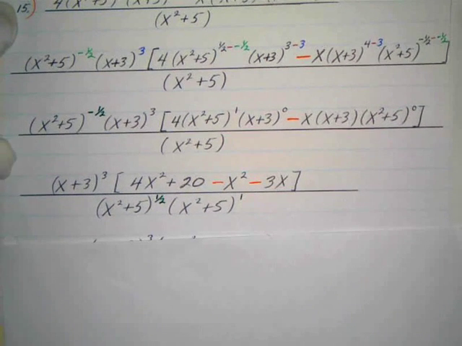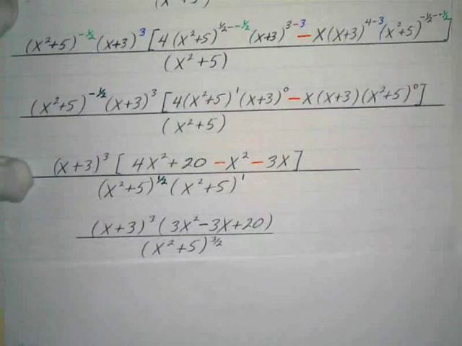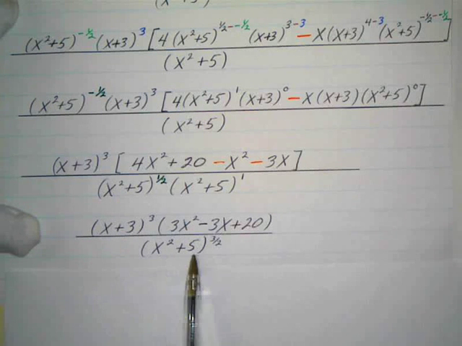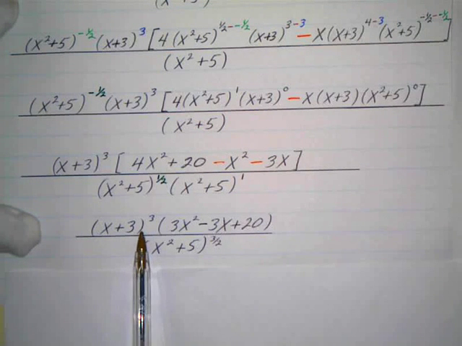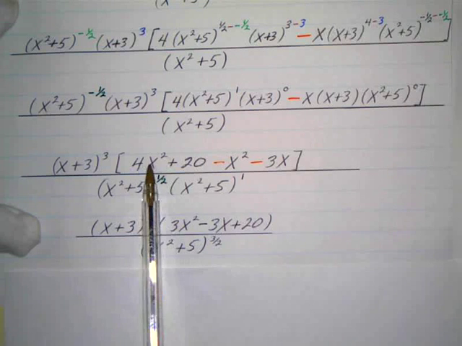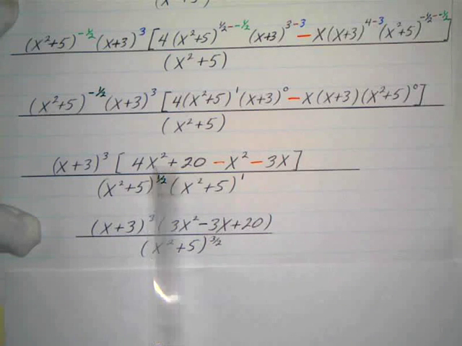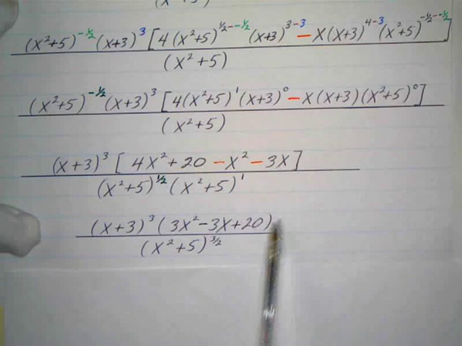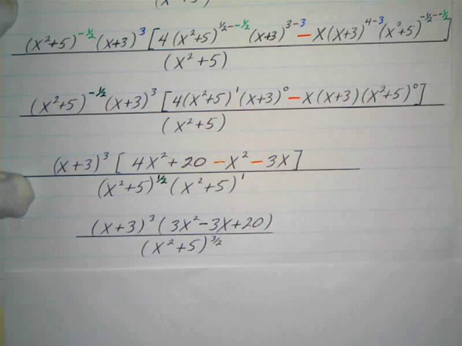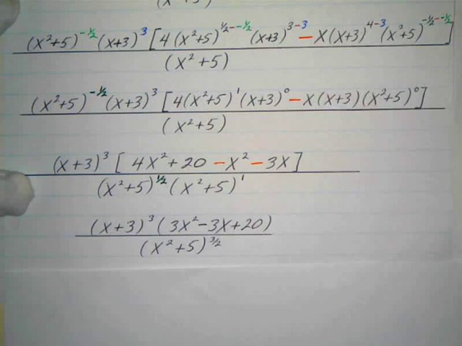Okay. And then all I have to do is simplify this, and I can combine these. 1 plus 1/2 is 3/2. So that's going to be x squared plus 5 to the 3/2 in the bottom. The x plus 3 cubed stays in the top. And then I've got 4x squared minus 1x squared is 3x squared minus 3x plus 20. So there's your final form. So that's what you would see in the answer.